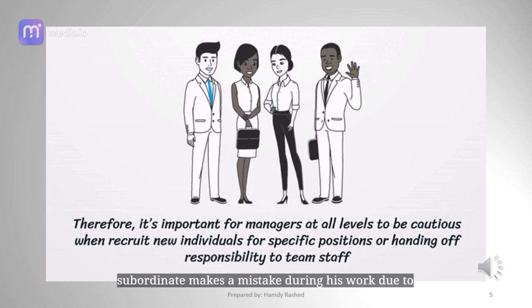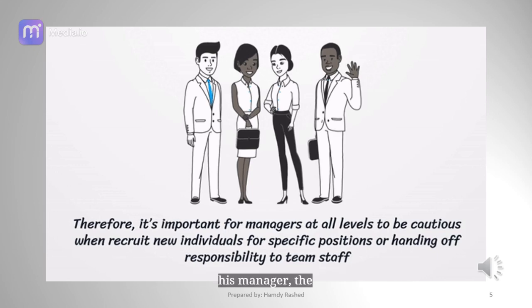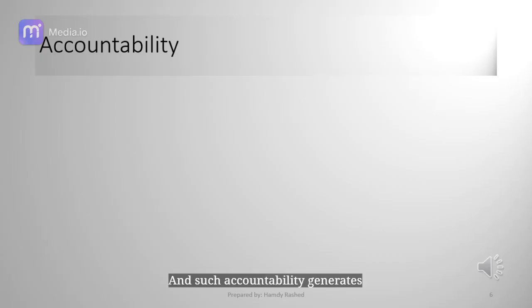If the subordinate makes a mistake during his work due to the lack of experience and skills of the employee, and a lack of appropriate supervision by his manager, the manager will take the responsibility for such a mistake. Therefore, the transparent documentation of reasonable diligence and care exercised for a decision or a process is required because it is part of proving the good faith of all levels of management. And such accountability generates contractual and legal liabilities.